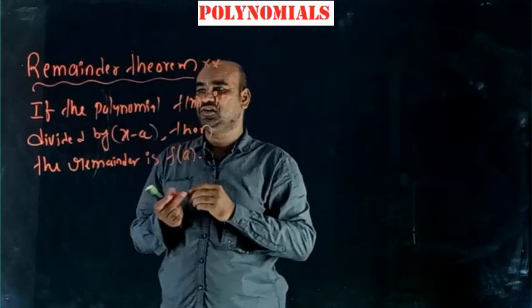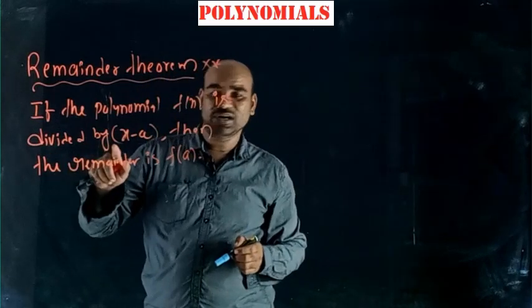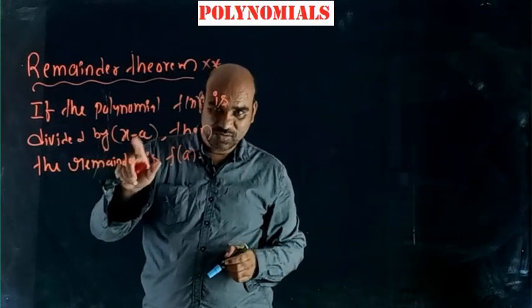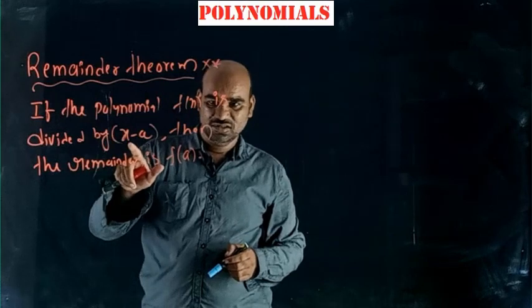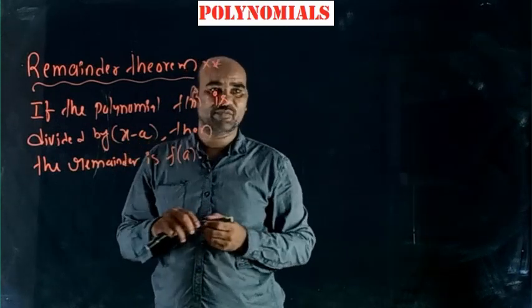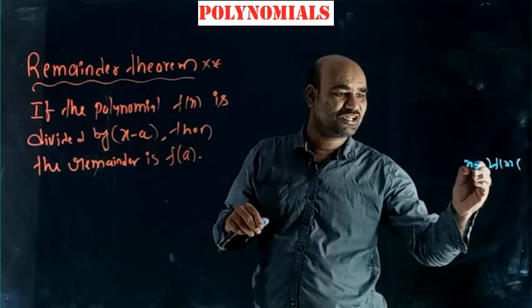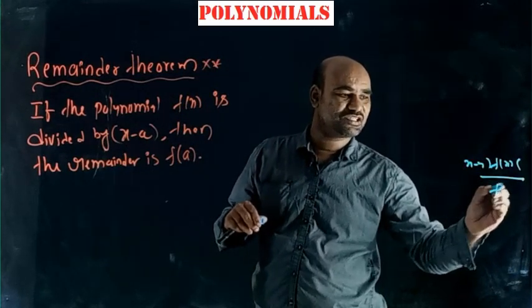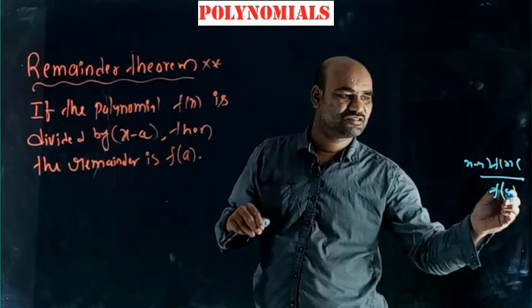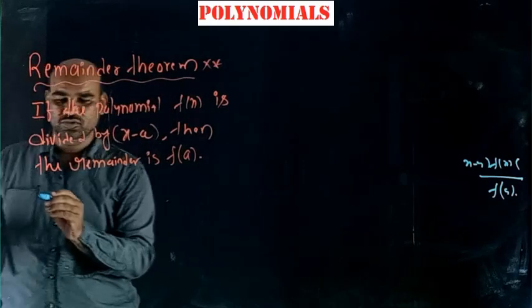Important: if the polynomial f of x is divided by x minus a, which is a linear polynomial in x, then the remainder is f of a. F of x polynomial divided by x minus a, directly you can say the remainder is f of a. This is the remainder theorem. Now I want to prove it.